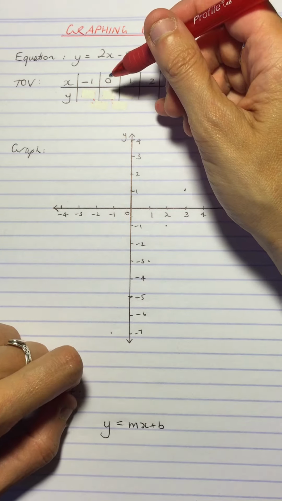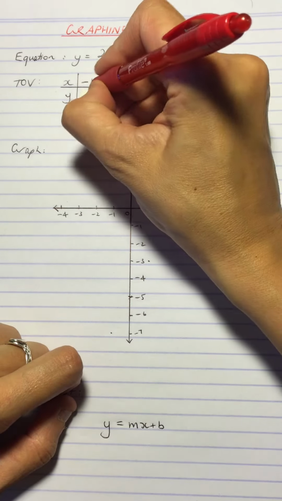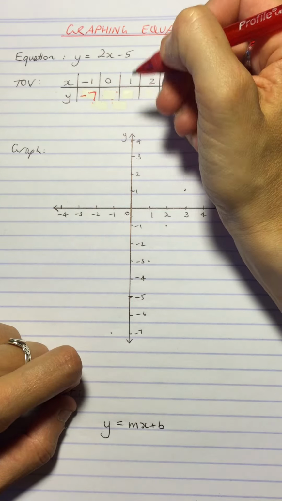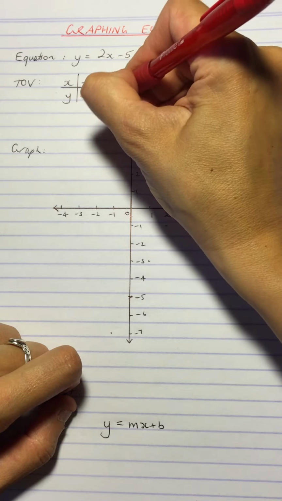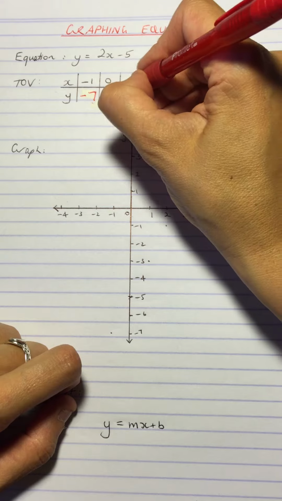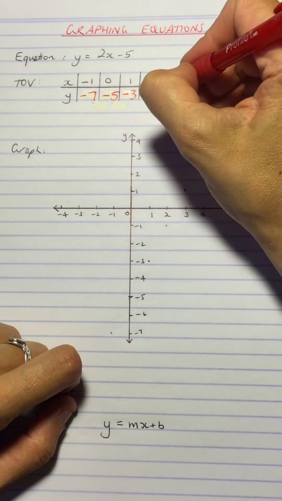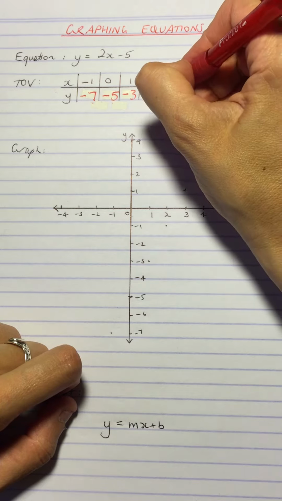So I'm going to start with substituting negative 1. 2 times minus 1 minus 5 gives minus 7. 2 times 0 minus 5 gives minus 5. 2 times 1 minus 5, minus 3. And you might start to see a bit of a pattern. 2 times 3 minus 5 gives 1.